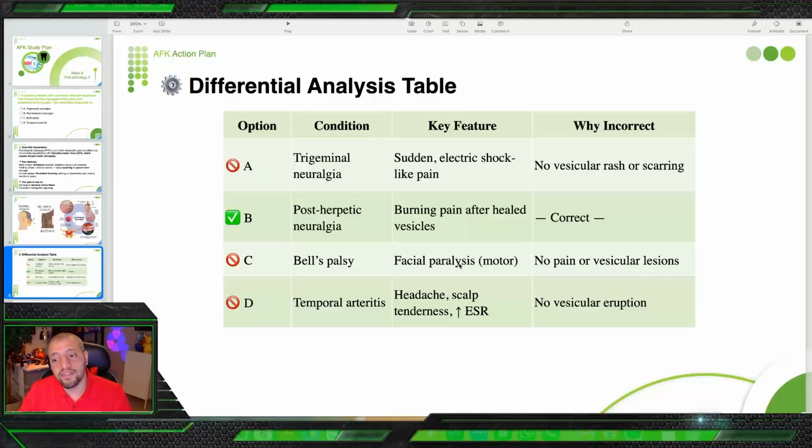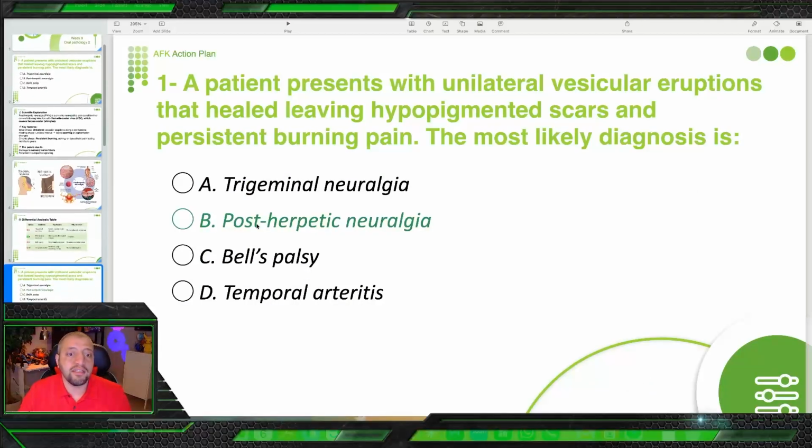Bell's palsy is facial paralysis and is related to motor function. In Bell's palsy we have some problem with the facial nerve, but it's a motor function. The patient cannot control his face. And the question is telling you vesicles. So unilateral, Bell's palsy yes, but vesicles and scar, nothing. Temporal arthritis is headache and scalp tenderness, and it has no vesicular eruption again. So the answer here is post-herpetic neuralgia.